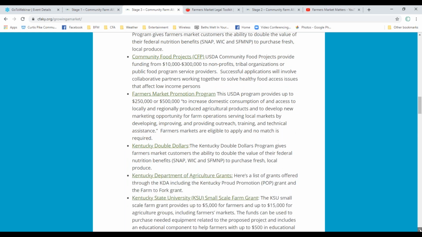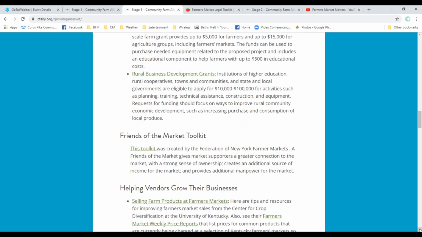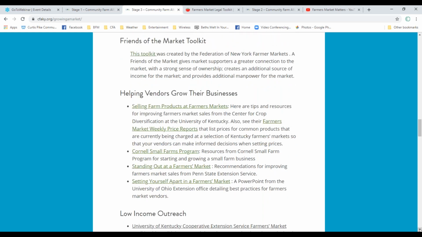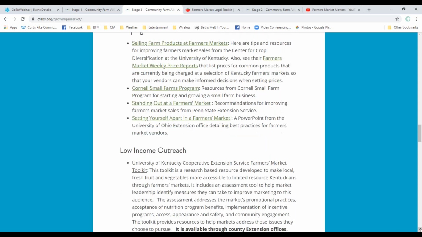All these different grants that are available for farmers markets are in the toolkit, and how to start a Friends of the Market. The number one request this year is how do we grow the number of vendors at our market? So these are all different ways that you can help your vendors grow their business, because when you have successful vendors, you have more diversity and you have more stability in your market. It's also a way to connect new farmers in helping them make that jump from just selling off their farm to selling at a farmer's market.